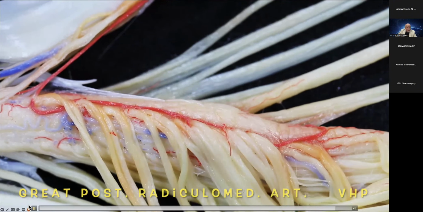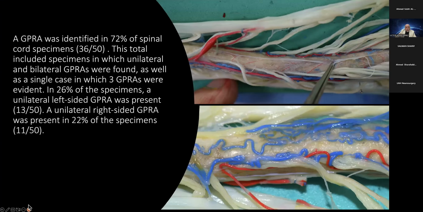So this artery was identified in our studies in 72% of spinal cord specimens. This total included specimens in which unilateral and bilateral GPRAs were found, as well as a single case in which three arteries were evident. In 26% of the specimens, a unilateral left-sided GPRA was present. A unilateral right-sided one was present in 22% of the specimens. Here we have these pictures to show this fantastic great posterior radiculomedullary artery.